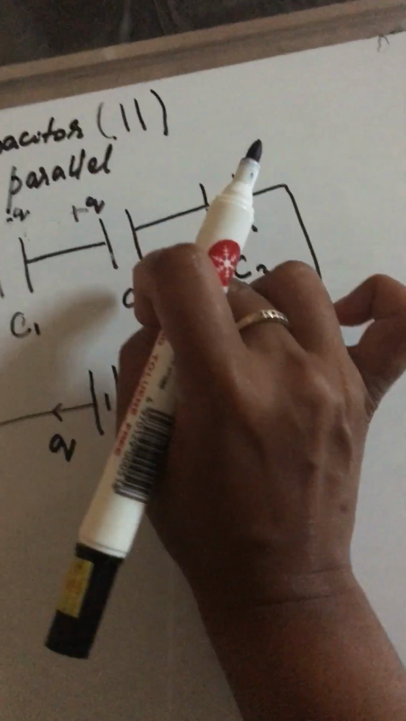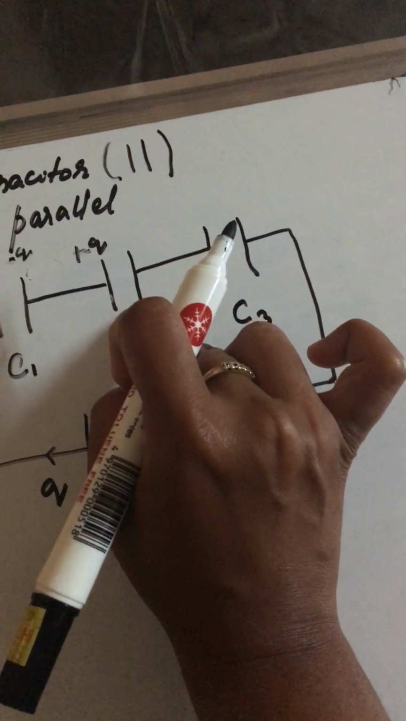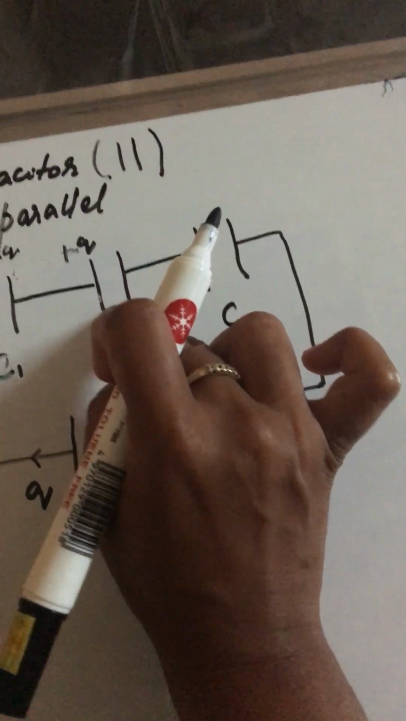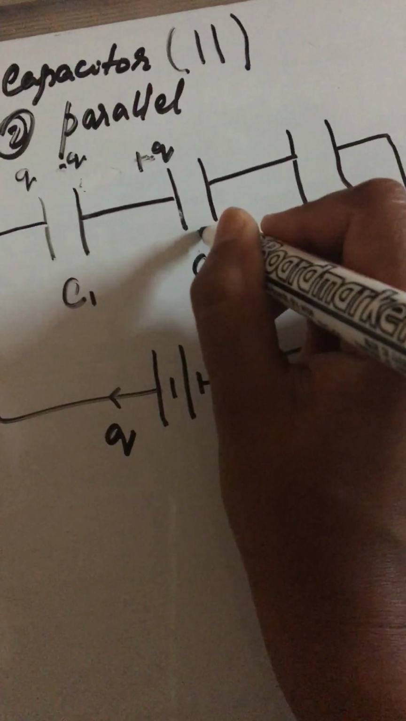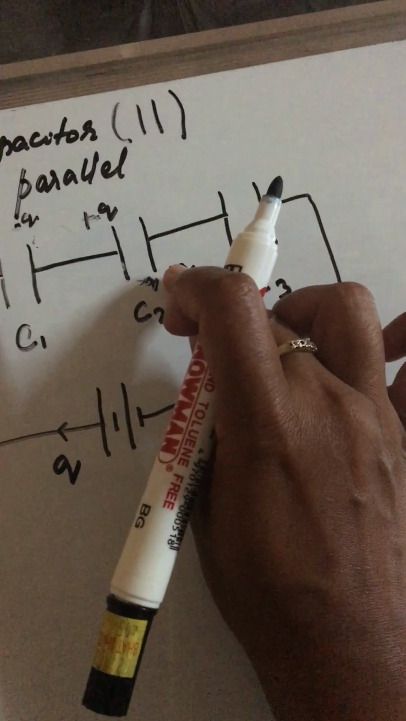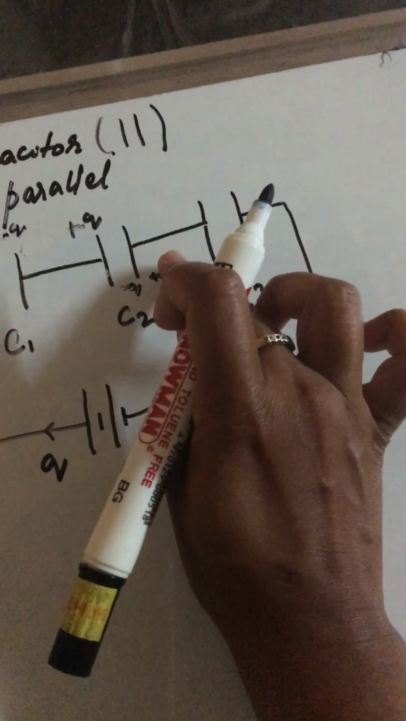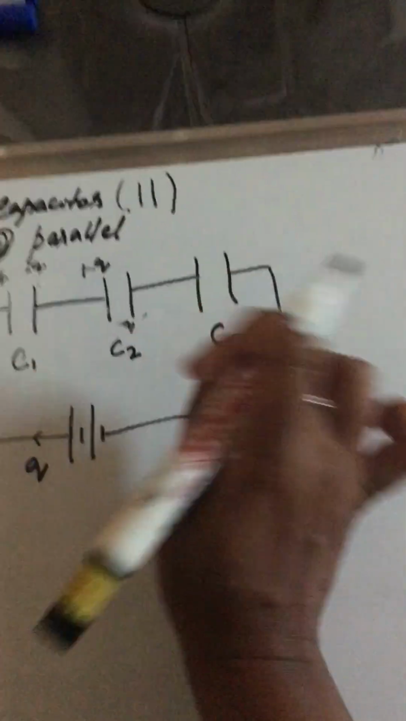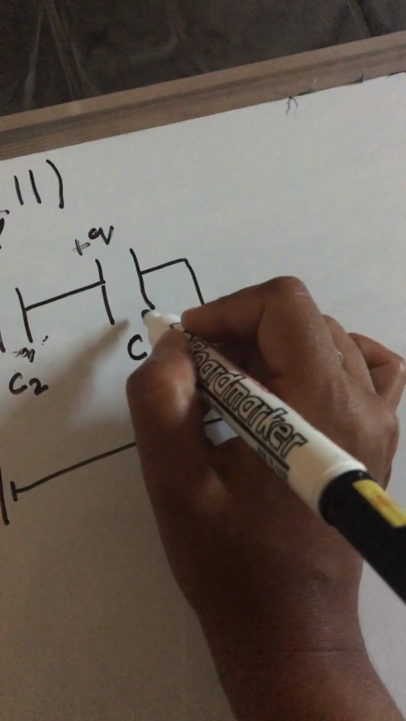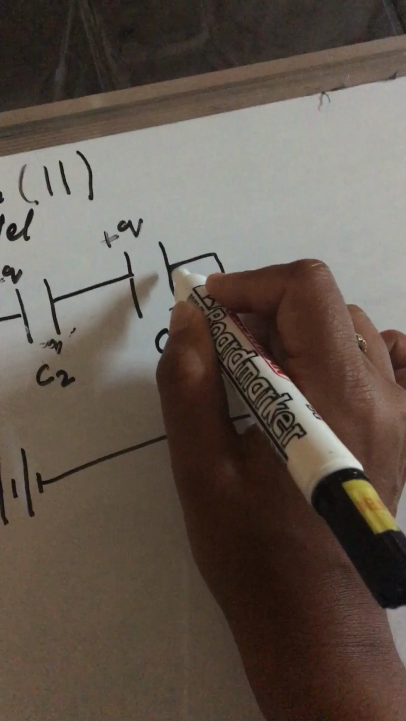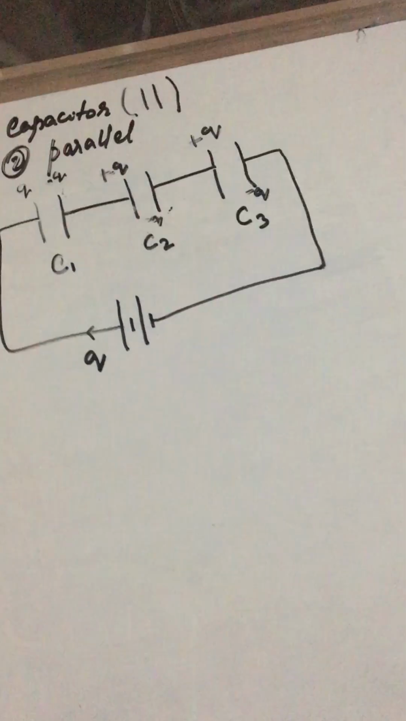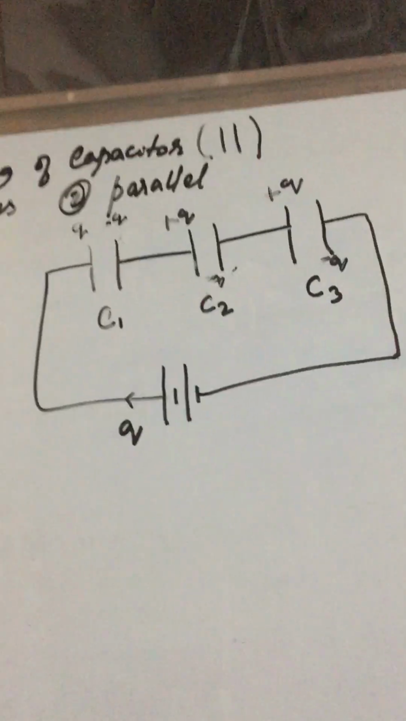This plus Q will affect another plate, and it will induce minus Q on the interior and plus Q on the outer. But this plus Q has a path to go, so plus Q will go here. Again similarly, inside will be minus Q, outside will be plus Q, and this plus Q has a path to go, so it will come here. So this way the charge will circulate.